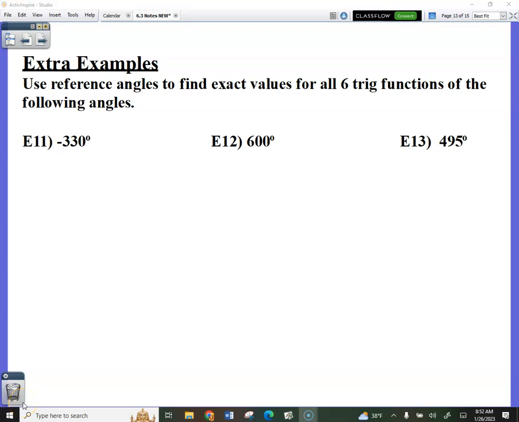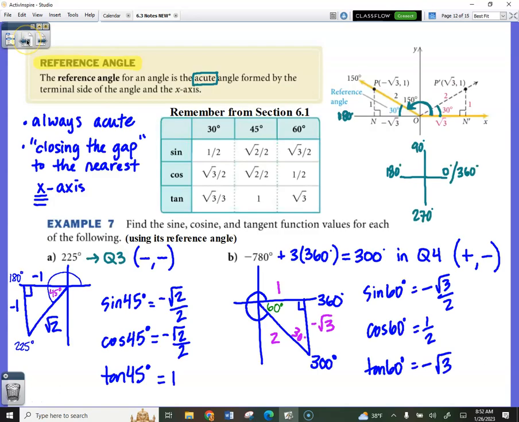Wrapping up 6-3. I put 3 extra examples here because the textbook only gave 2 examples of this, and I feel like it's just a lot to take in, so I added 3 extra examples.